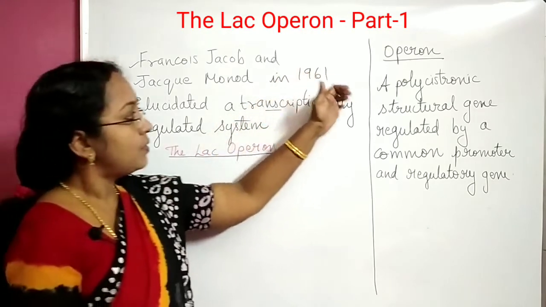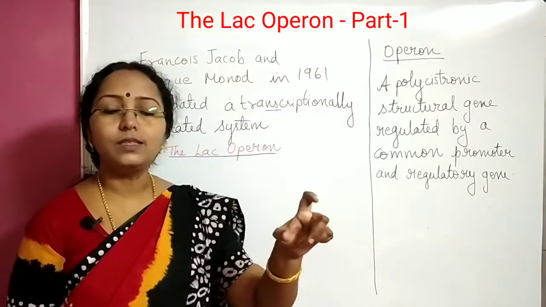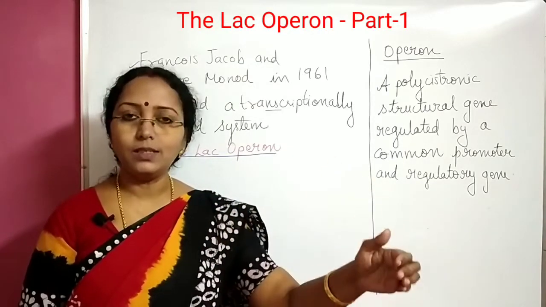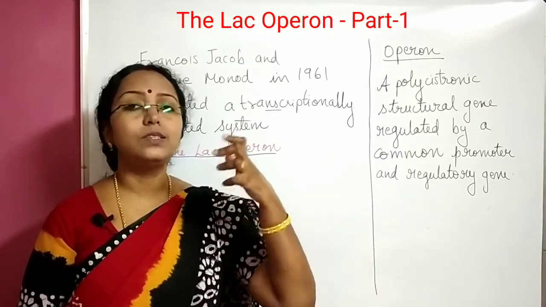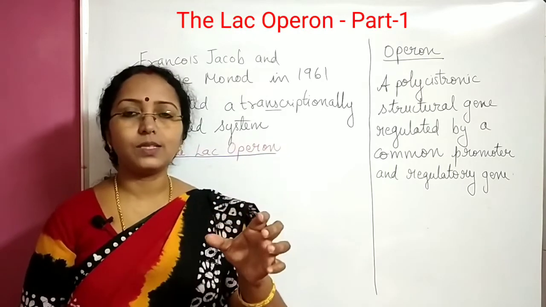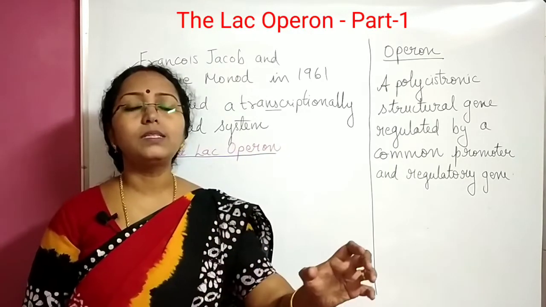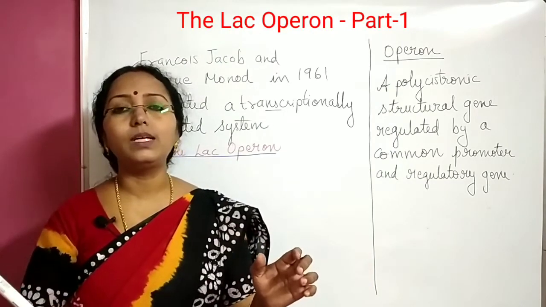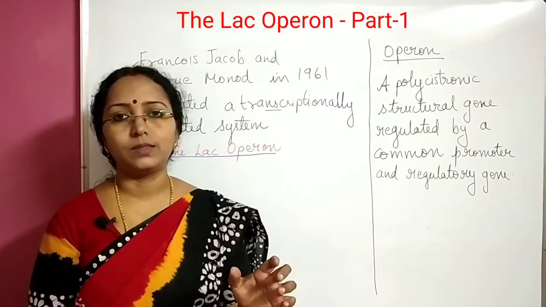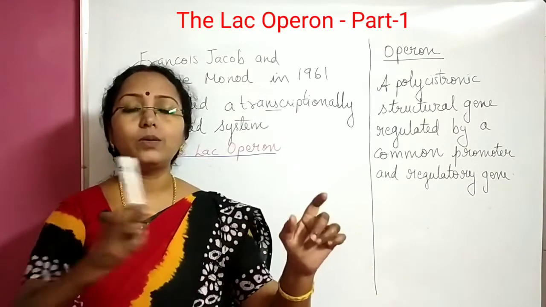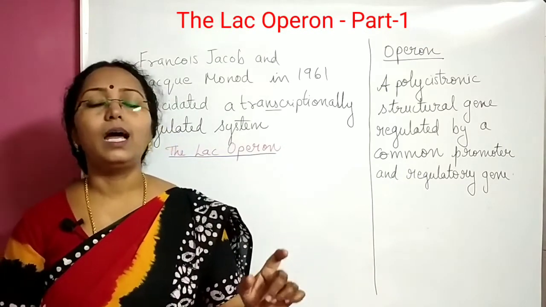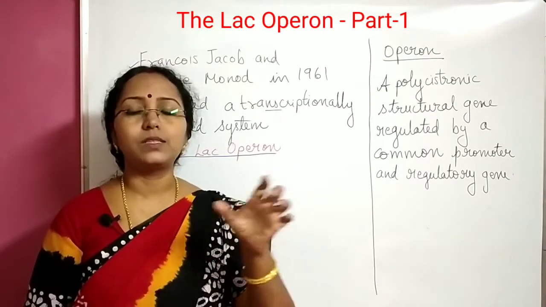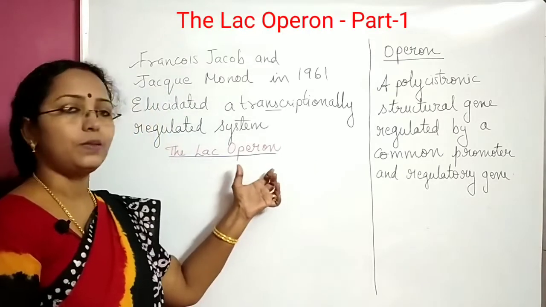Operon refers to a kind of gene wherein you have many genes attached one after the other, the structural genes. The genes that are getting expressed are called the structural genes. And all these structural genes have got just one regulator gene and one promoter gene. So there are many genes which are regulated by one promoter and one regulator gene. Such a structure or a chain of genes, you call them as the operon.